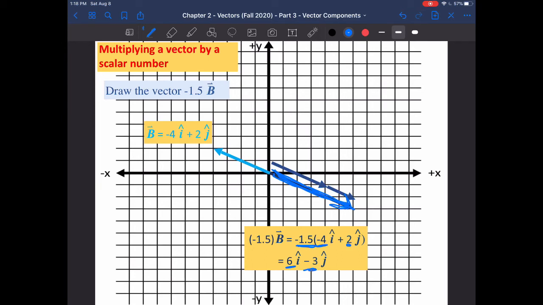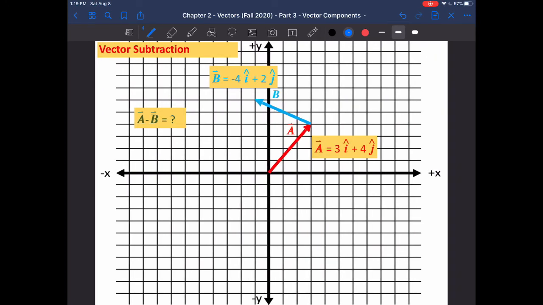And that's what I ended up with here. A vector with x component of 6 and y component of minus 3. Okay. And what about subtraction? Again, we know how to do this with pictures and with the tail to head method. Let's do that, and then let's also do it with components.